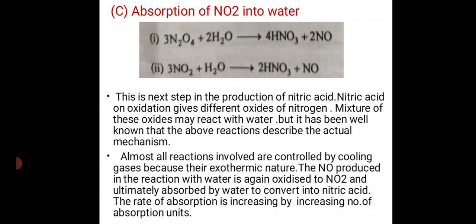Nitric oxide on oxidation gives different oxides of nitrogen. A mixture of these oxides may react with water, but it is well known that the above reactions describe the actual mechanism. Almost all reactions involved are controlled by cooling the gases because of their exothermic nature. The NO produced in the reaction with water is again oxidized to NO2 and ultimately absorbed by water to convert into nitric acid. The rate of absorption is increased by increasing the number of absorption units.